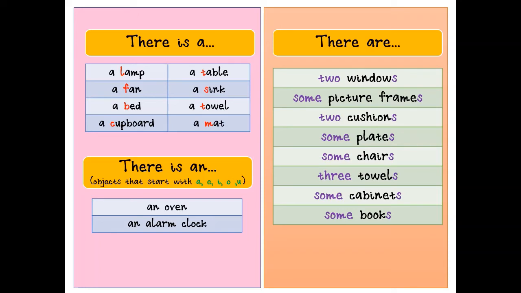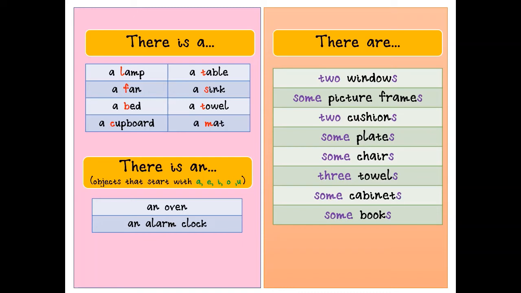Tetapi sekiranya ejaan bagi objek tersebut bermula dengan huruf A-E-I-O-U. For example, an oven. Oven, ejaannya bermula dengan huruf O. An alarm clock. Alarm clock, ejaannya bermula dengan huruf A. That is why dia menggunakan there is an instead of there is a. Okay? Now, there are.